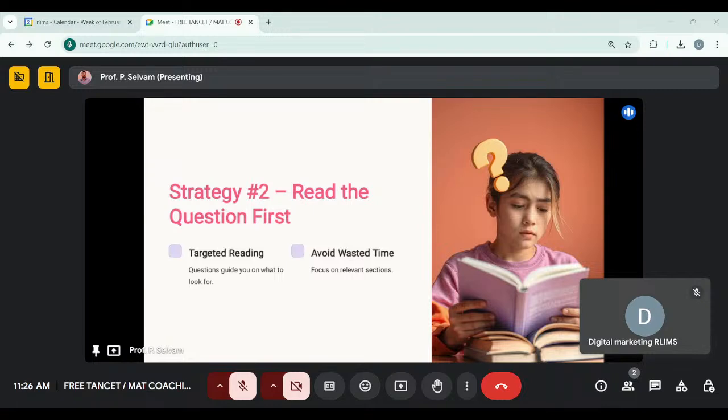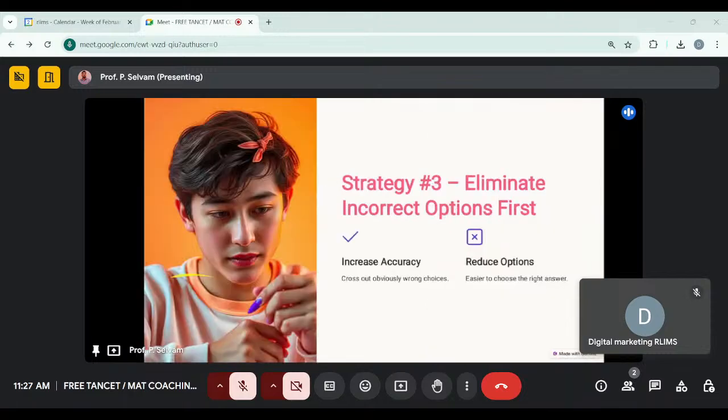Rest of the things you can simply skip. That will help you save time. Same way, since you start reading the question first, but not the passage straight away, this will help you save time. Okay, you can avoid wasting time. The next tip is eliminate incorrect options first.